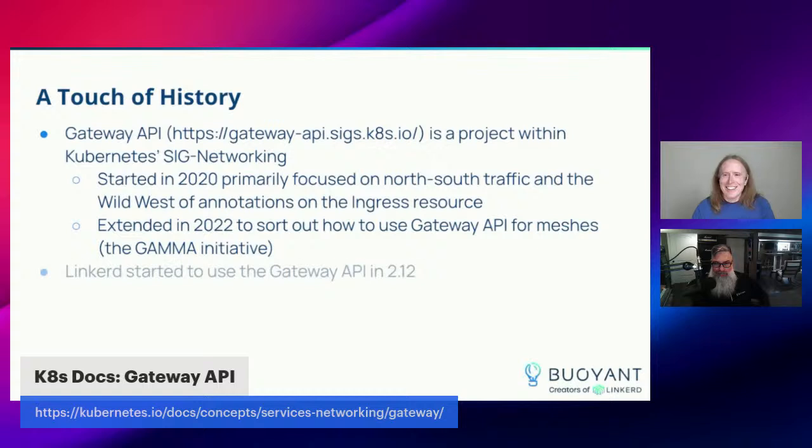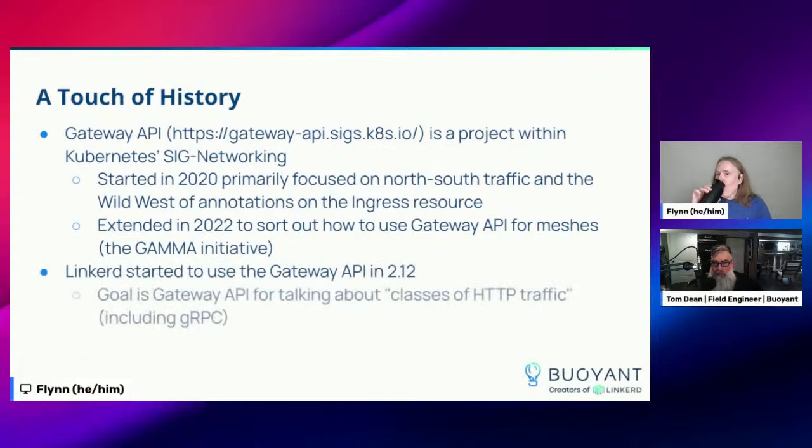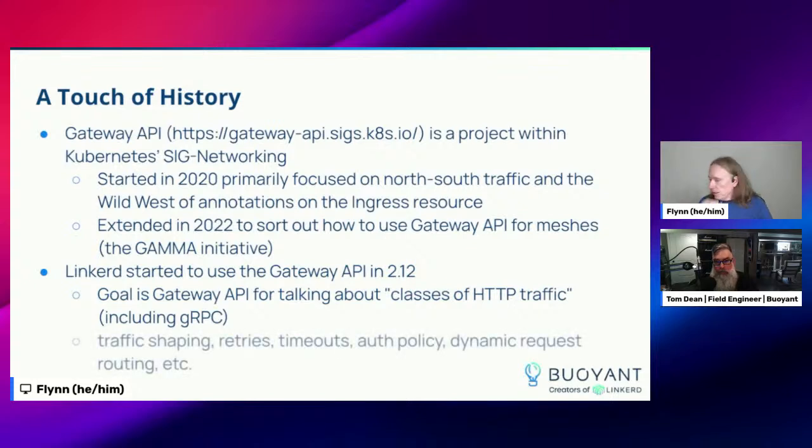Linkerd started to use Gateway API back in 2.12. And kind of the goal of Linkerd is to use Gateway API as our general mechanism for talking about classes of HTTP traffic, which includes gRPC. And so we want to be able to use it for traffic shaping, for retries, for timeouts, for auth policy, for dynamic request routing, all this other stuff. And we did that sort of one step at a time as we came in.